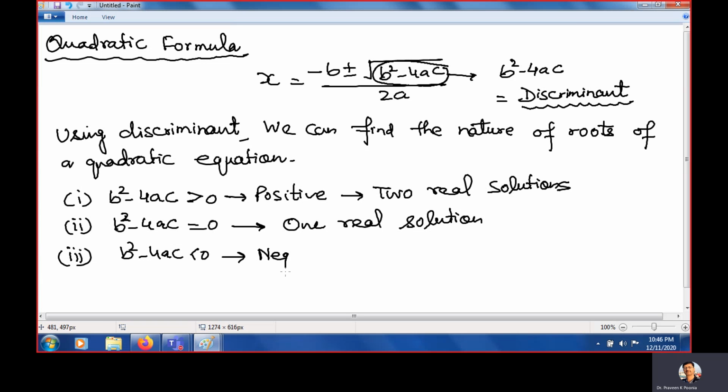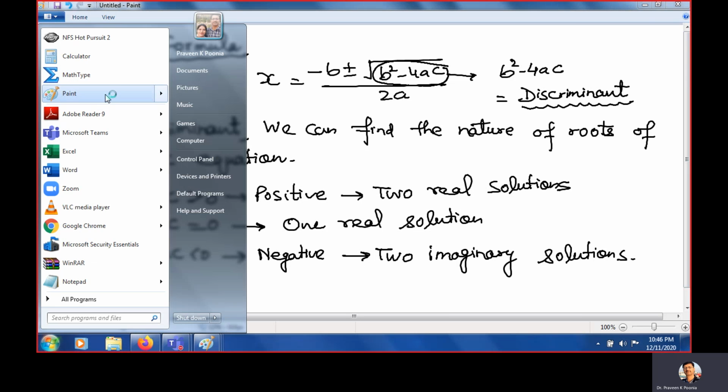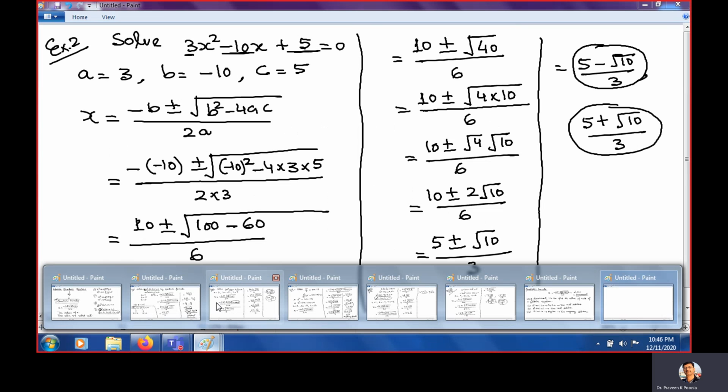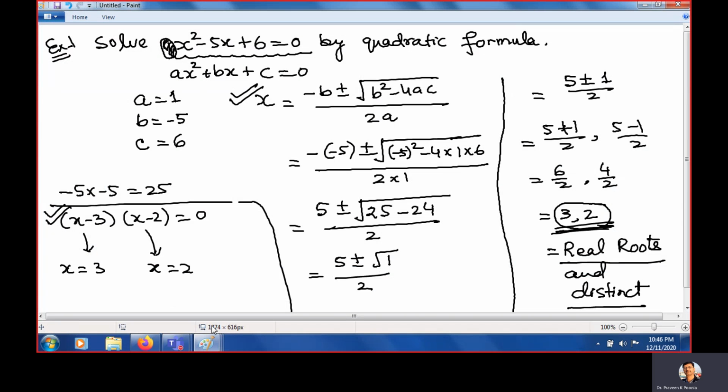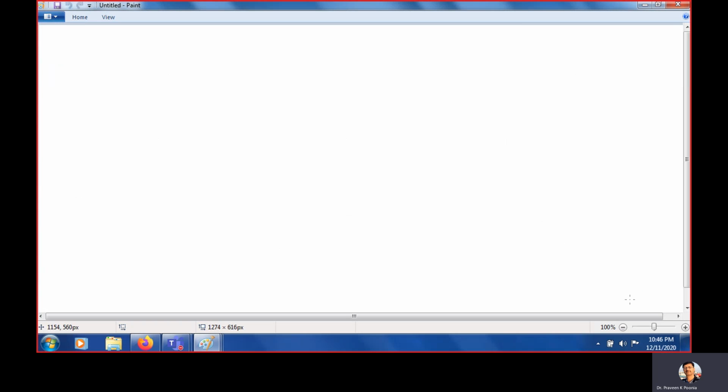Less than 0 means negative. So we will get two imaginary solutions. Two imaginary solutions. So that we will learn with the help of examples. First I will take the same example, 2 and 3. So example number 1, we are taking x square minus 5x plus 6 is equal to 0.